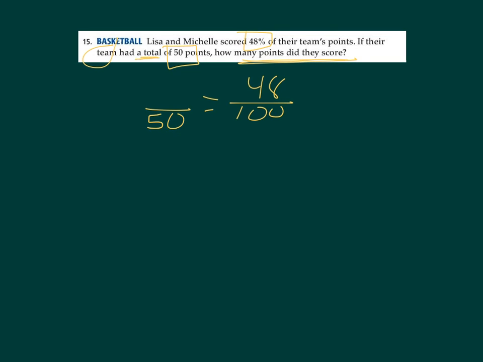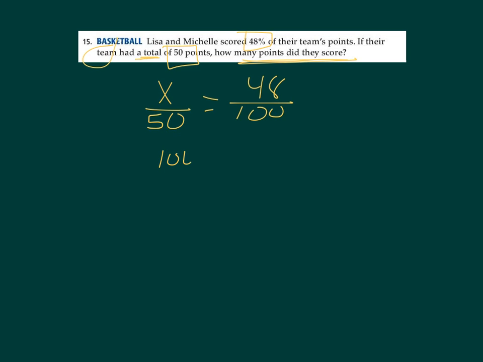Well, they scored some amount of points out of that 50. That some amount of points is 48% of the 50. Right now, what we need to be doing is using that estimating idea. 48% is roughly 50%. 50% of 50 is going to be 25. So I should know that my answer's going to be a little bit less than 25, because 48 is a little bit less than 50%.